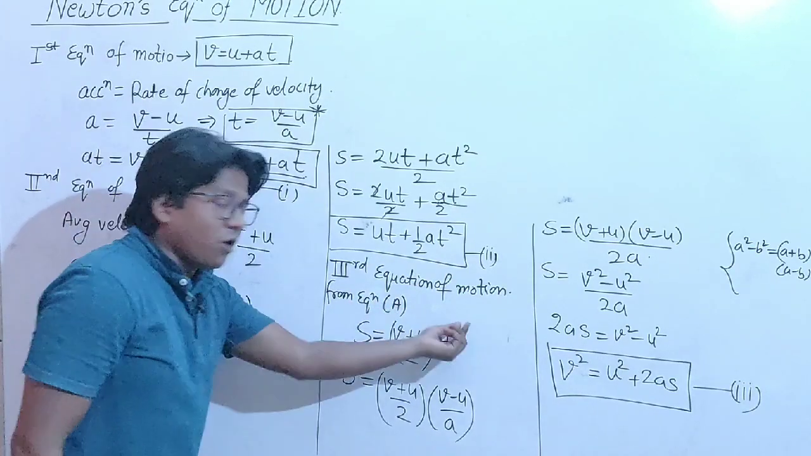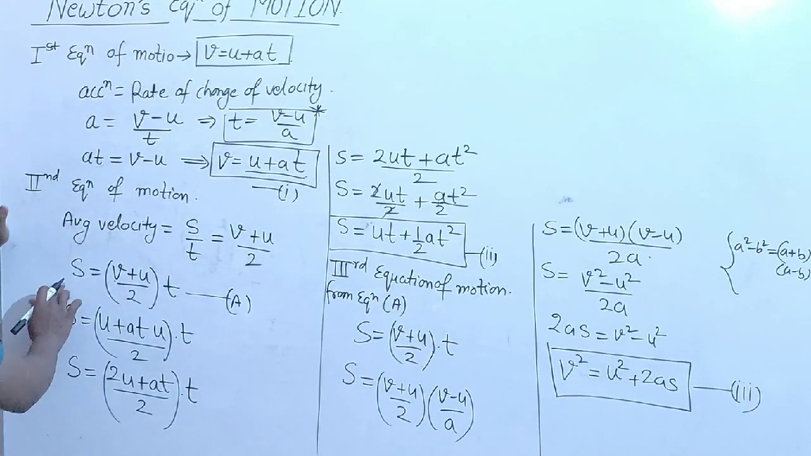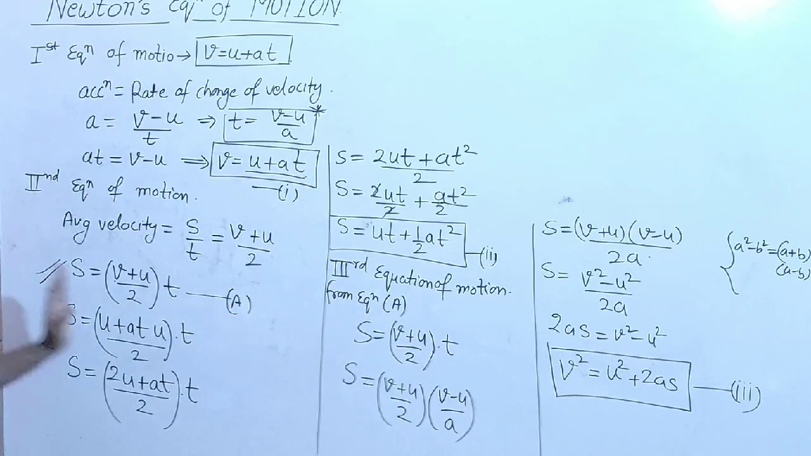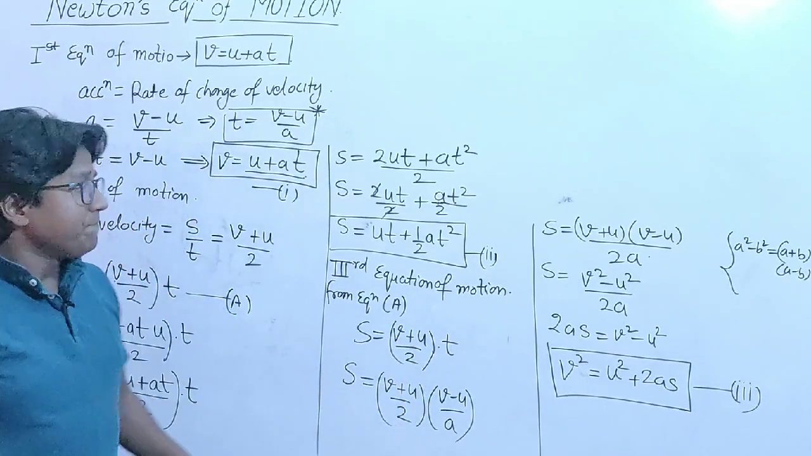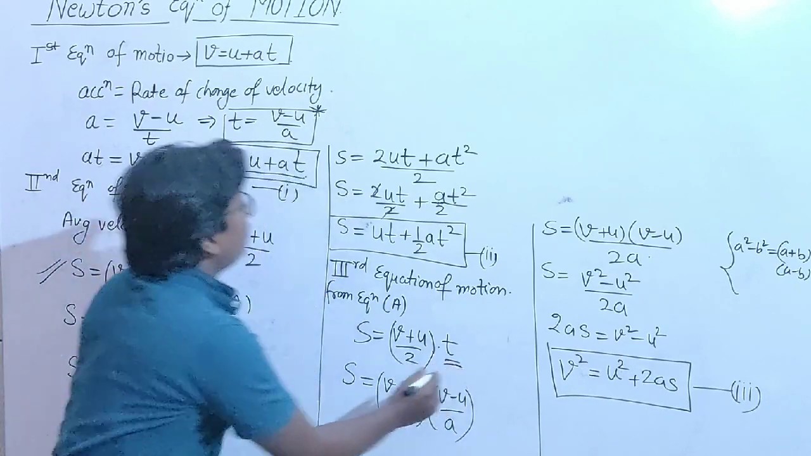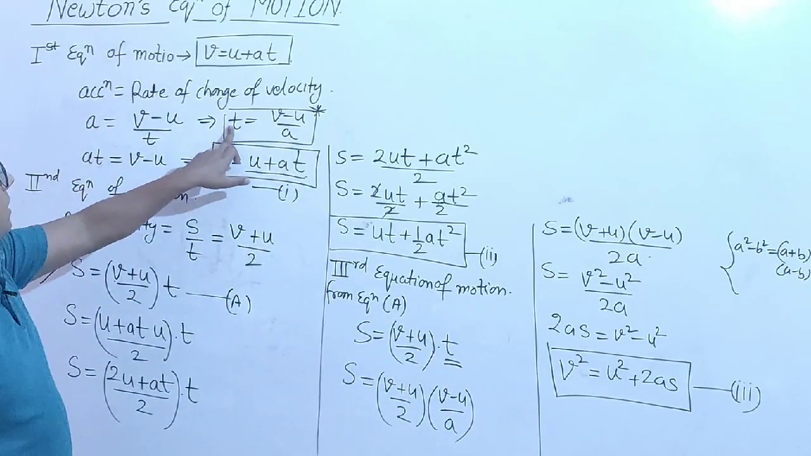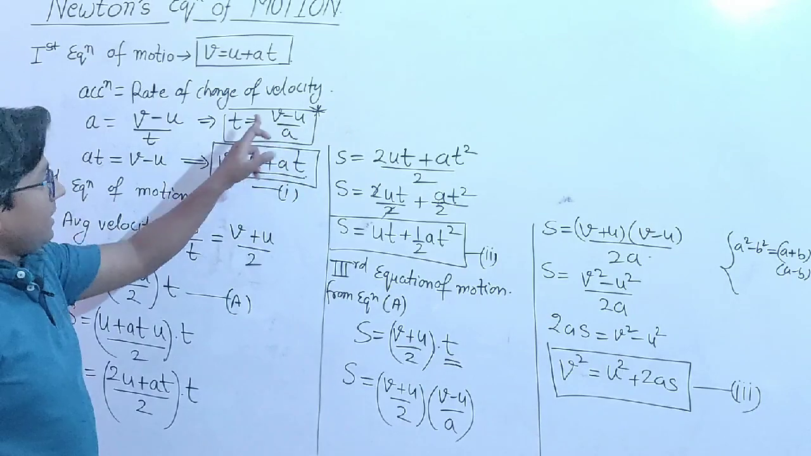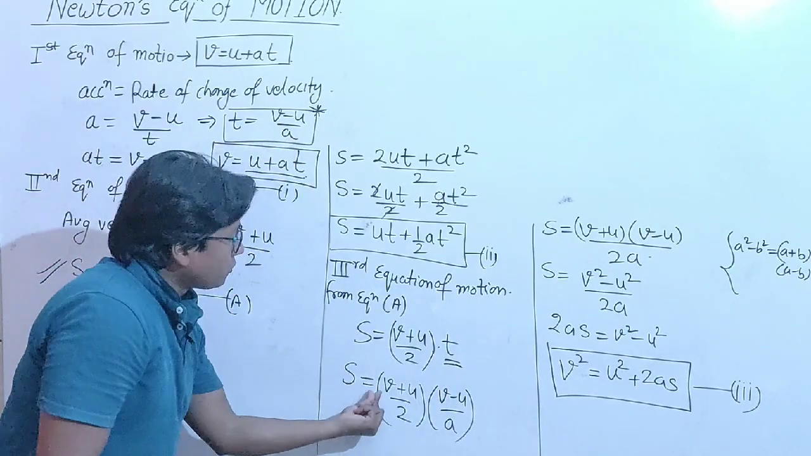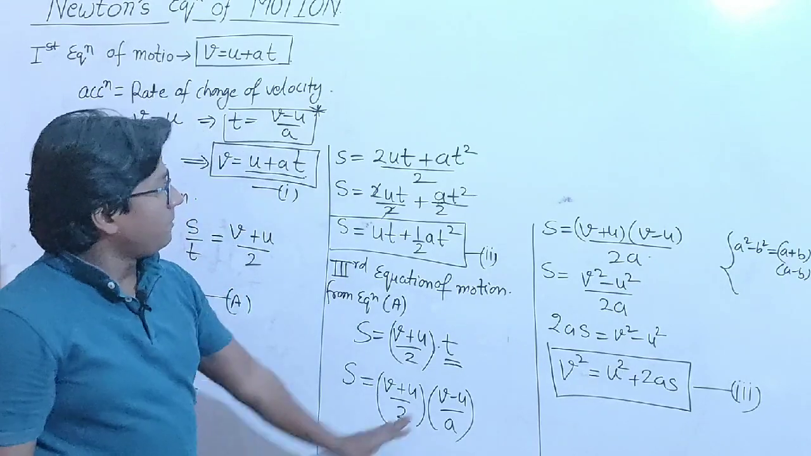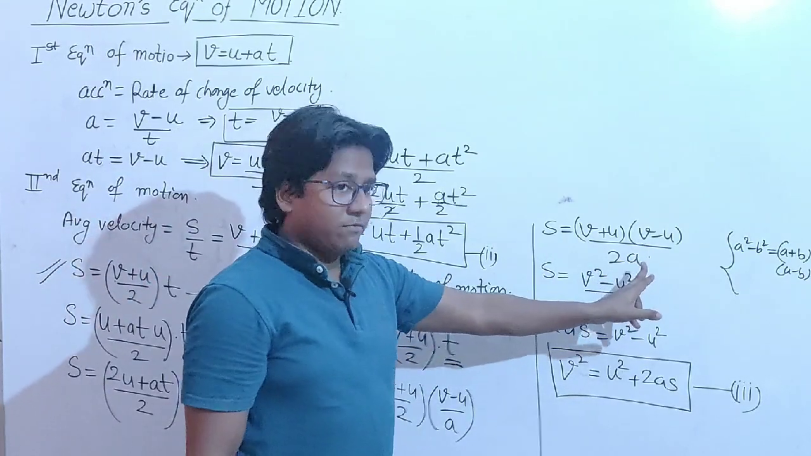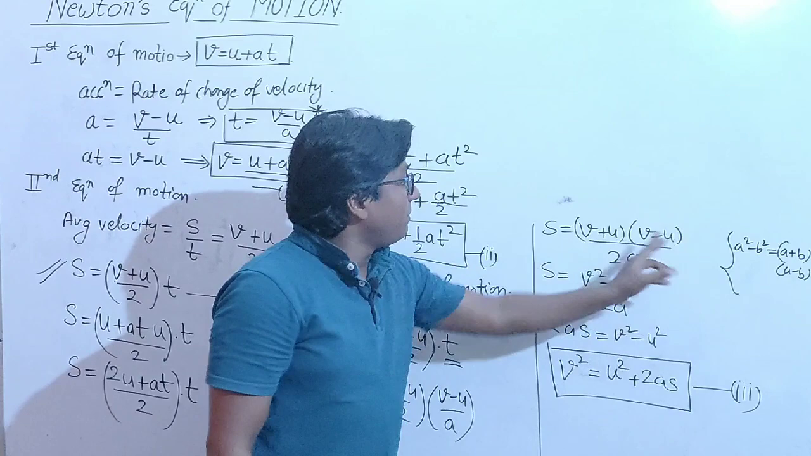For the third equation, again we will take this equation: s is equal to (v plus u) by 2 into t. This time we will place the value of t from the first equation, t is equal to (v minus u) by a. Putting this value over here, so (v plus u) by 2 and (v minus u) by a. So this will be (v plus u) in one bracket and (v minus u) in another bracket.